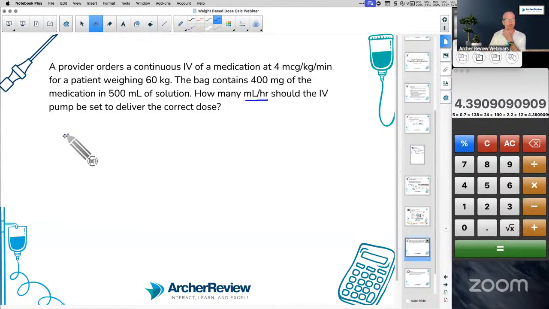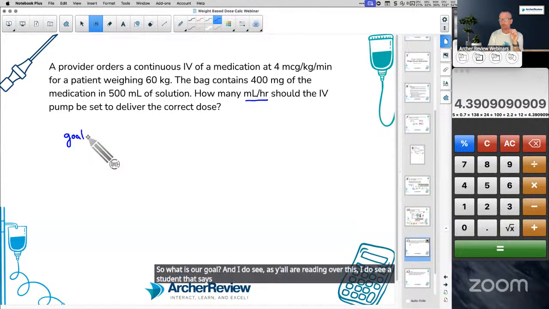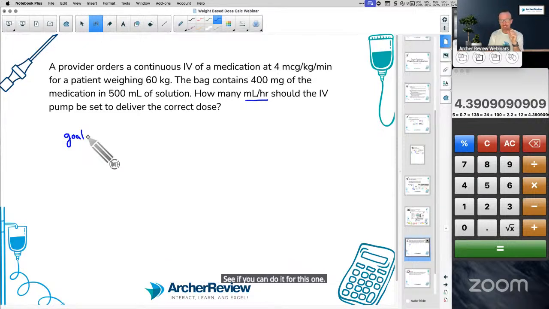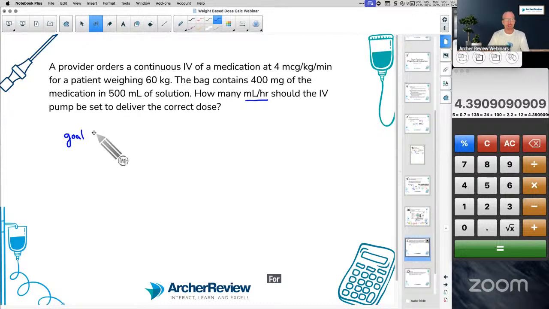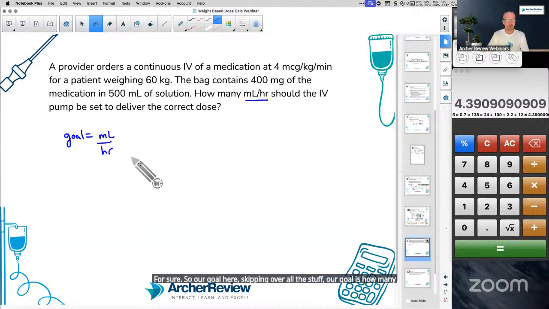So, what is our goal? And as y'all are reading over this, I do see a student that says, hey, the ratio proportion method will work. See if you can do it for this one. It is possible. It's just more steps involved, honestly, in my opinion. But hey, if you're getting the problem right, if it ain't broke, don't fix it for sure. So our goal here, skipping over all the stuff, is how many milliliters per hour?